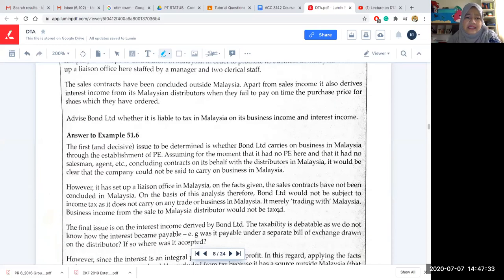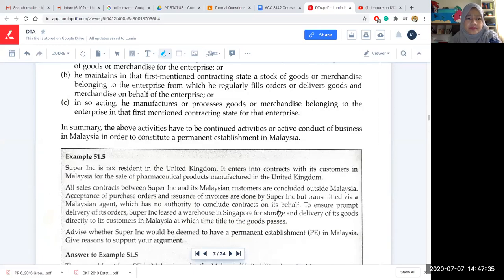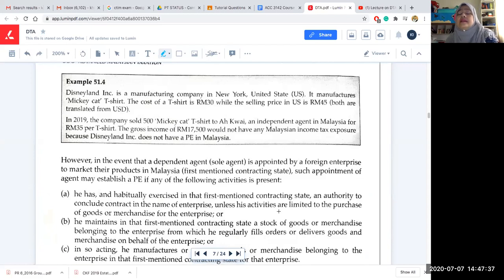So why is this, in this example? Can you tell me, in the case of Disneyland Incorporation, the question is: is Disneyland Inc. in this case subject to withholding tax? Disneyland is a non-resident person. Payment of 17,500 to Disneyland Incorporation, is it subject to tax or not? Is it subject to withholding tax or not?